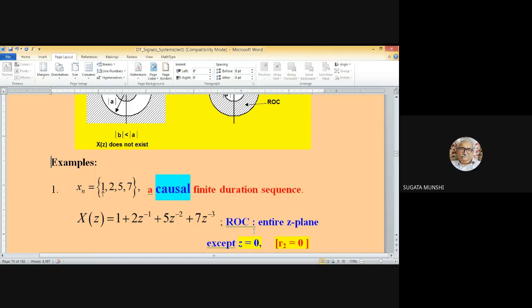Remember that there I considered the impulse sequence delta n. It has a z transform of 1 and the region of convergence is the entire z plane. There the origin was not excluded, but here the origin will be excluded because of the reasons that I have cited. So that is the case for a causal finite duration sequence.